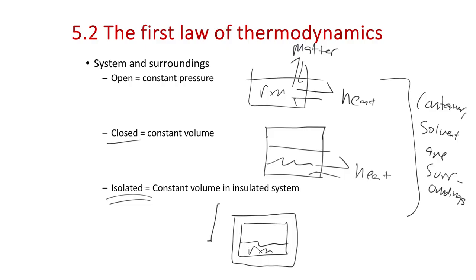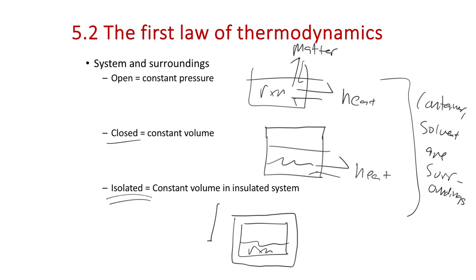But for now, just have the idea that an open system can exchange matter, can't increase its pressure. The closed system can increase its pressure. It's at constant volume. So if we generate a gas, the pressure is going to go up. If we consume a gas, the pressure is going to go down.